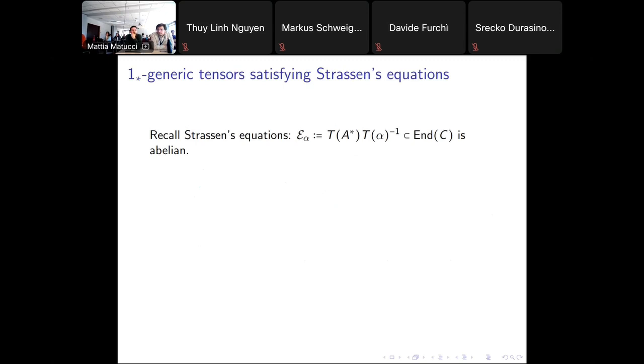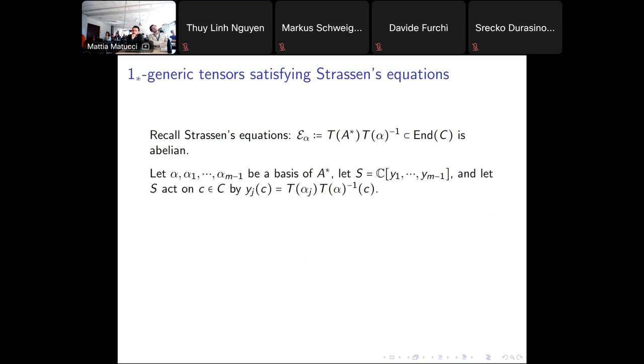So now let's drop structure. Let's say we're not so lucky to have binding, and we only have one A generic, but not one B or one C generic. Well, we still have these Strassen's equations are non-trivial, and we get this abelian subspace of the space of endomorphisms of C. And we can upgrade that as follows. We can give that subspace the structure of a module over the polynomial ring.